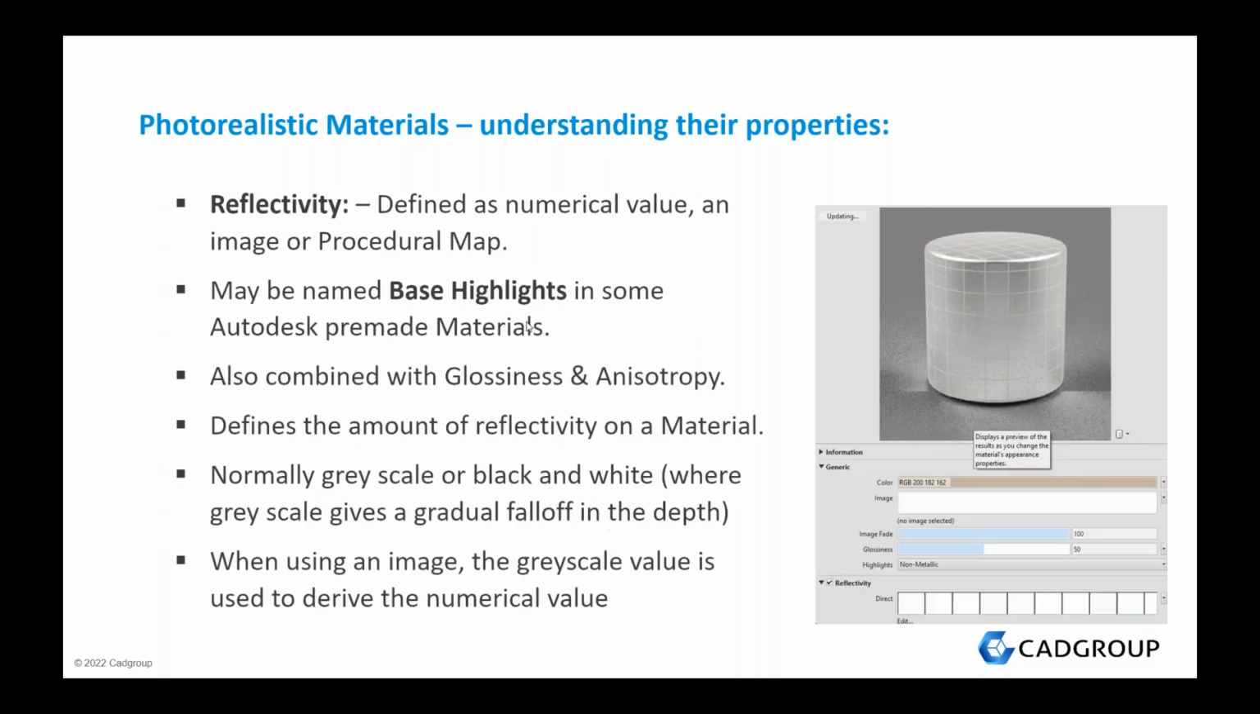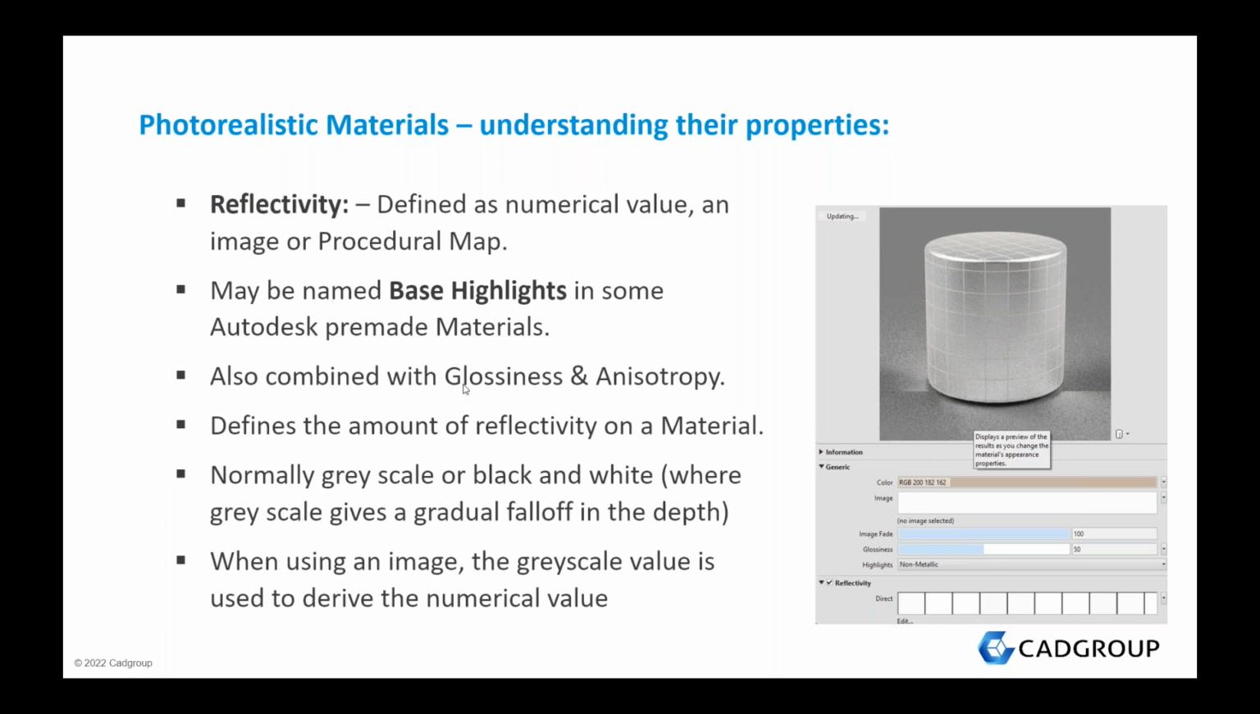All right, so next cab off the rank is reflectivity. Now again, got to think about these things in their discrete little sections. Reflectivity really only refers to the amount of light, the quantity of light that actually gets reflected off a material. Now that, again, probably seems a bit abstract, but it's just the way the rendering engine breaks things up. Reflectivity can be defined as a numerical value, an image, or a procedural map. This can also be named base highlights in some Autodesk pre-made materials.